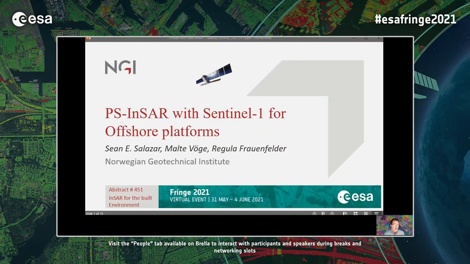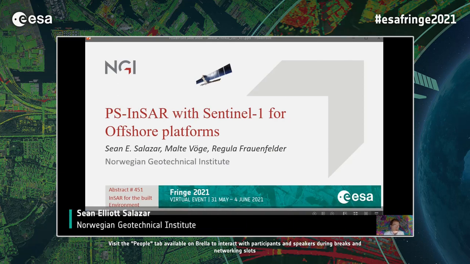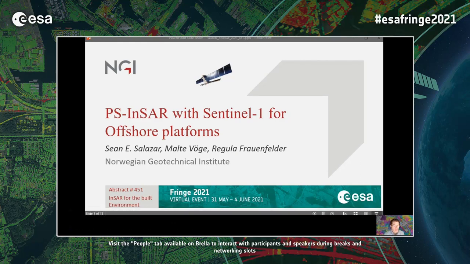Hi, I'm Sean, and it's my pleasure today to present together with my colleagues Malte Føge and Regula Fraunfelder from the Norwegian Geotechnical Institute. The topic of our presentation today is the detection and monitoring of offshore platforms using Sentinel-1 data together with persistent scatterer interferometry.